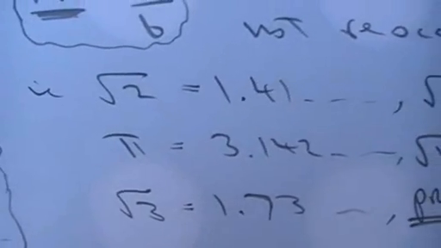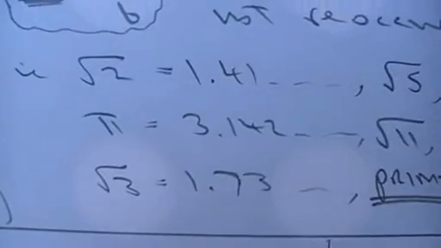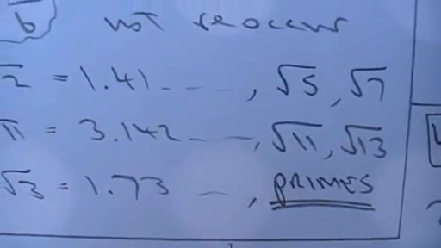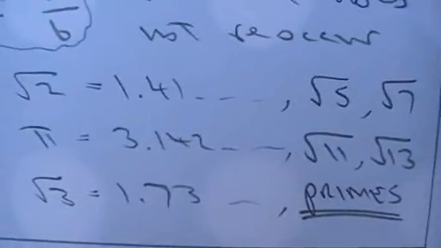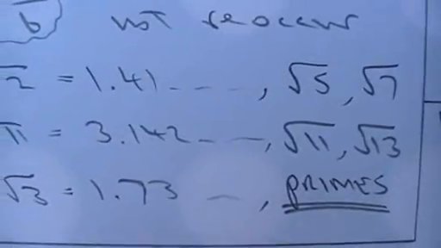Irrational numbers are numbers that cannot be written as a fraction. So where a decimal doesn't recur. Good examples are root 2, root 3 and pi. They go on and on and on, and you cannot write them as a fraction. Also root 5, root 7, 11 and 13. So square root of any prime number cannot be further broken down surd-wise and is also an irrational number. Right, good.